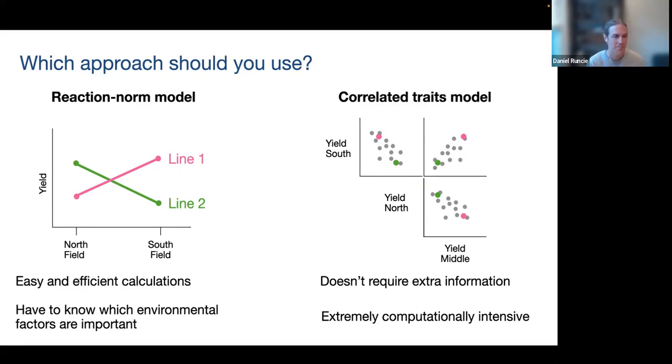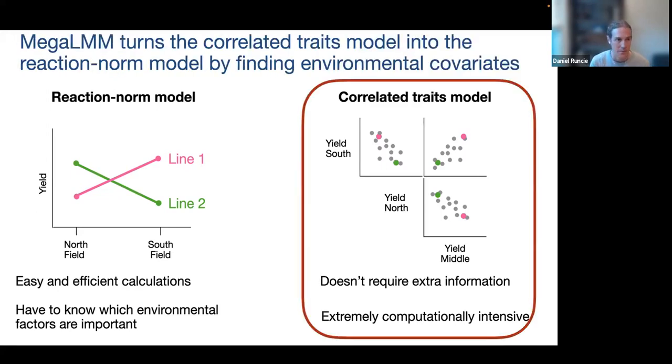computationally intensive. So given this setup, what does MegaLMM use? Well, MegaLMM is essentially a correlated traits model, but it approaches this by kind of fitting a reaction norm model under the hood by making guesses at what environmental factors. So it's kind of a hybrid.